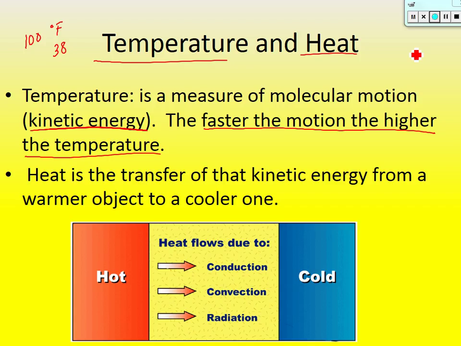Heat, though, let's contrast that to heat. Heat is the transfer of that kinetic energy from a warm object to a cold object. So heat is the flow of energy from hot to cold. Temperature just measures how fast the molecules are moving.